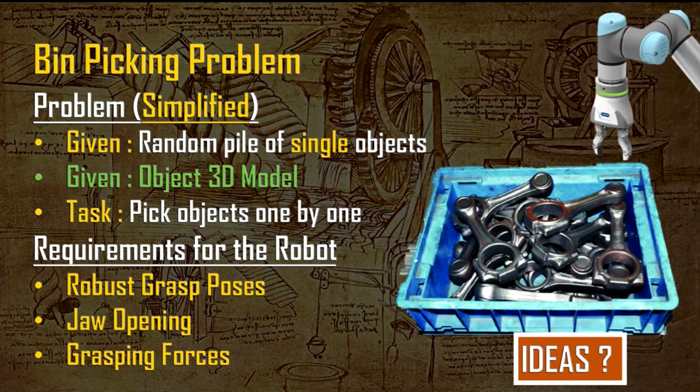Given a bin of random single-type objects, how does one begin with picking the objects one by one? We do not have any other data except that we have a CAD model of one particular connecting rod, and we need the grasp poses. So would anyone like to contribute or give any random idea? If not, we can also discuss it at the end when things are more clear.